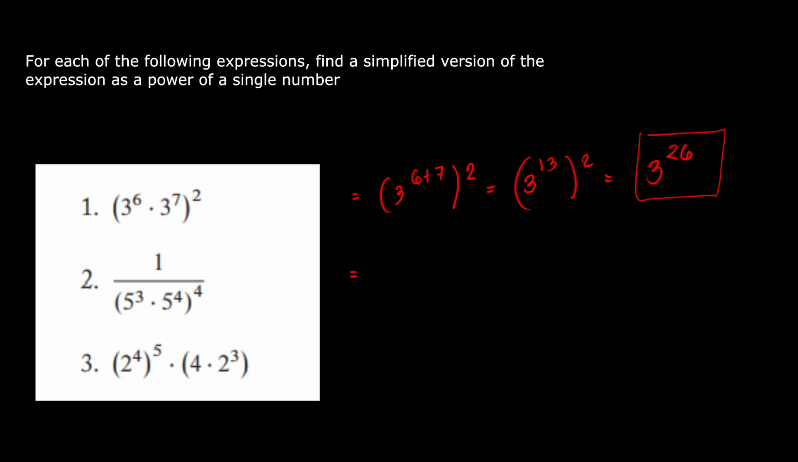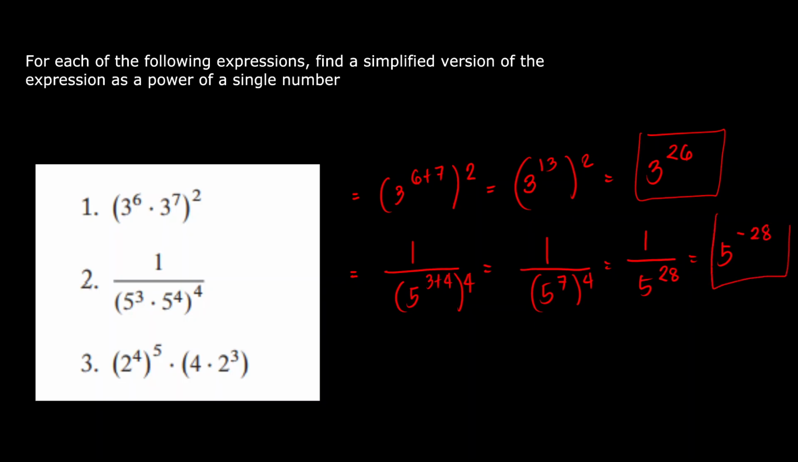Dito naman sa kabila, okay, 1 over, pwede itong maging 5 raised to 3 plus 4, raised to 4, equals 1 over 5 raised to 7, okay, raised to 4. So 1 over 5 raised to 28, or finally this is 5 raised to negative 28. This is the final answer.